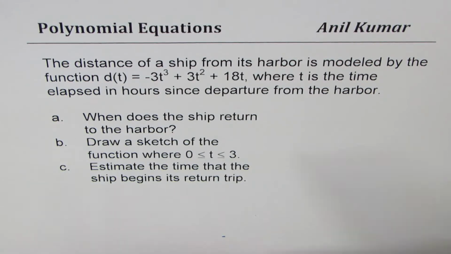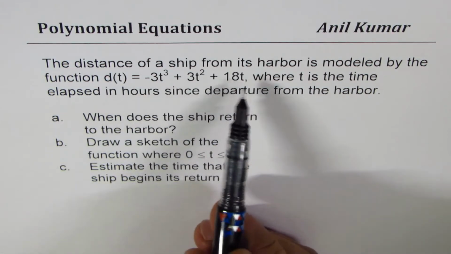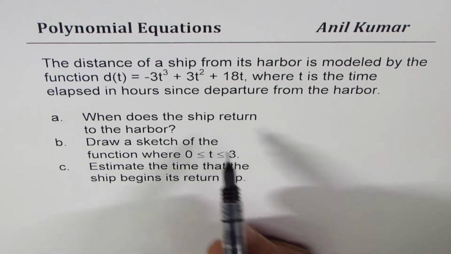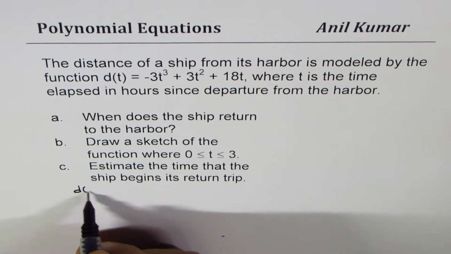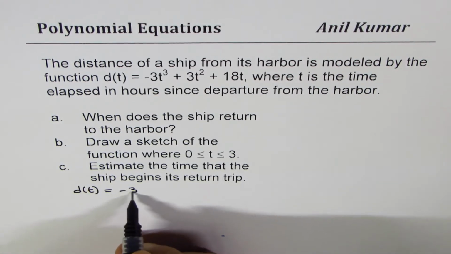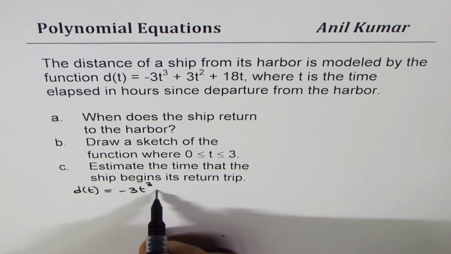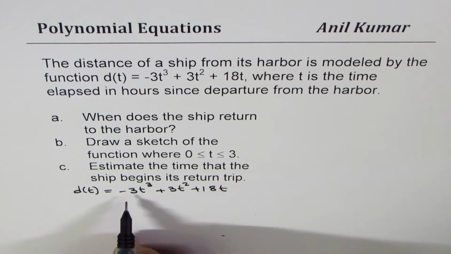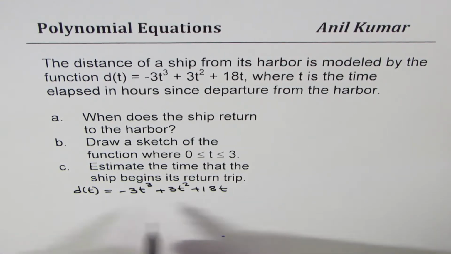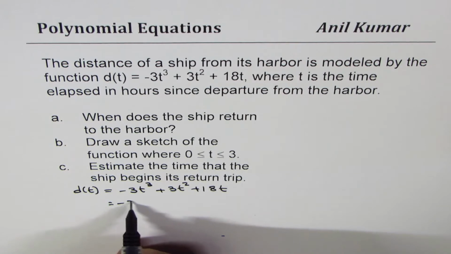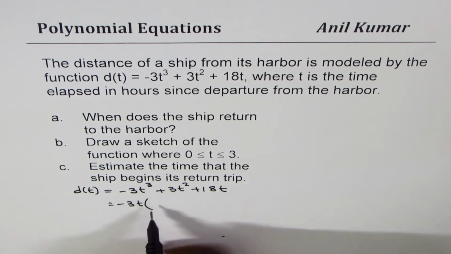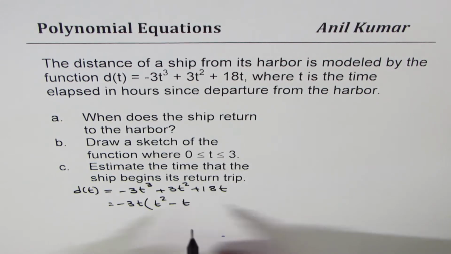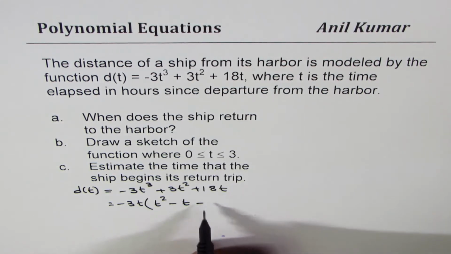The best way to answer this is really to factor this equation, which gives you distance with time, and then we'll answer them one by one. So what we're given here is distance with time is minus 3t cubed plus 3t squared plus 18t. Now 3t is common, so you can take minus 3t common. So we can write this as minus 3t, and you get a quadratic equation, which is t squared minus t, and 18 divided by minus 3 is 6.